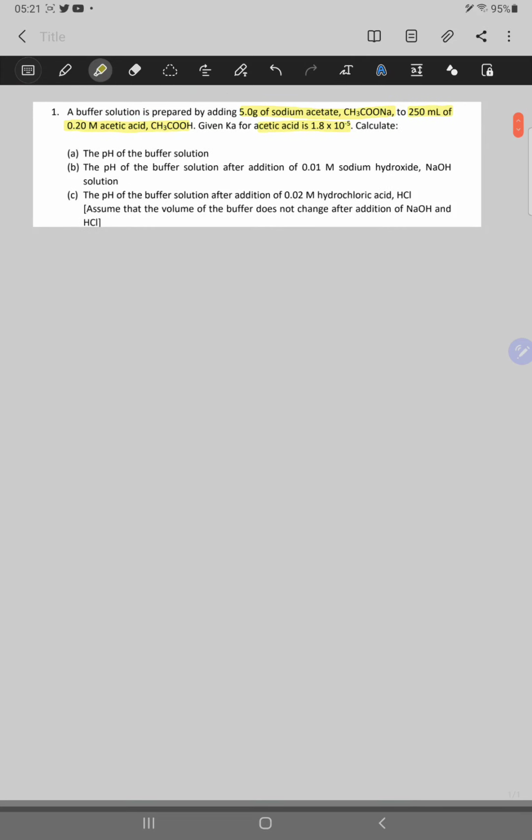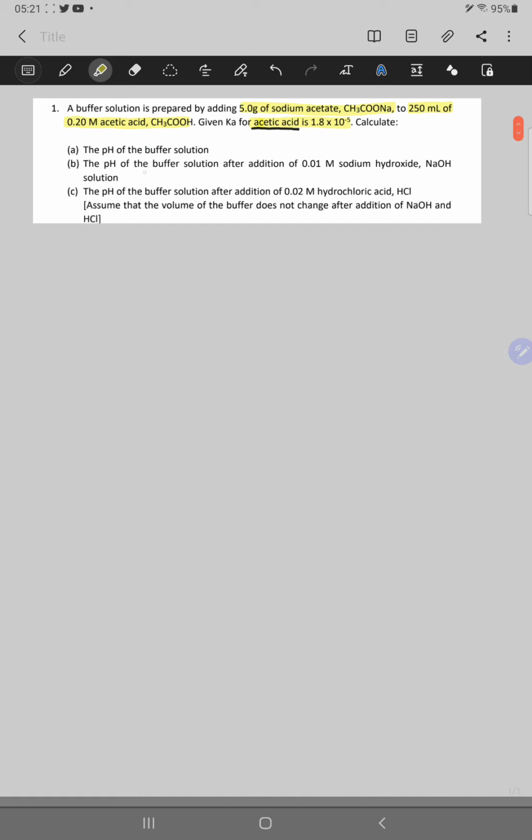Teacher nak emphasize, tolong remember juga, sometimes soalan ni dia just mention the common name for the CH3COOH, which is acetic acid. So tolong ingat, acetic acid ini adalah common name kepada CH3COOH. Right. So the first question is, you have to calculate the pH of this buffer solution.